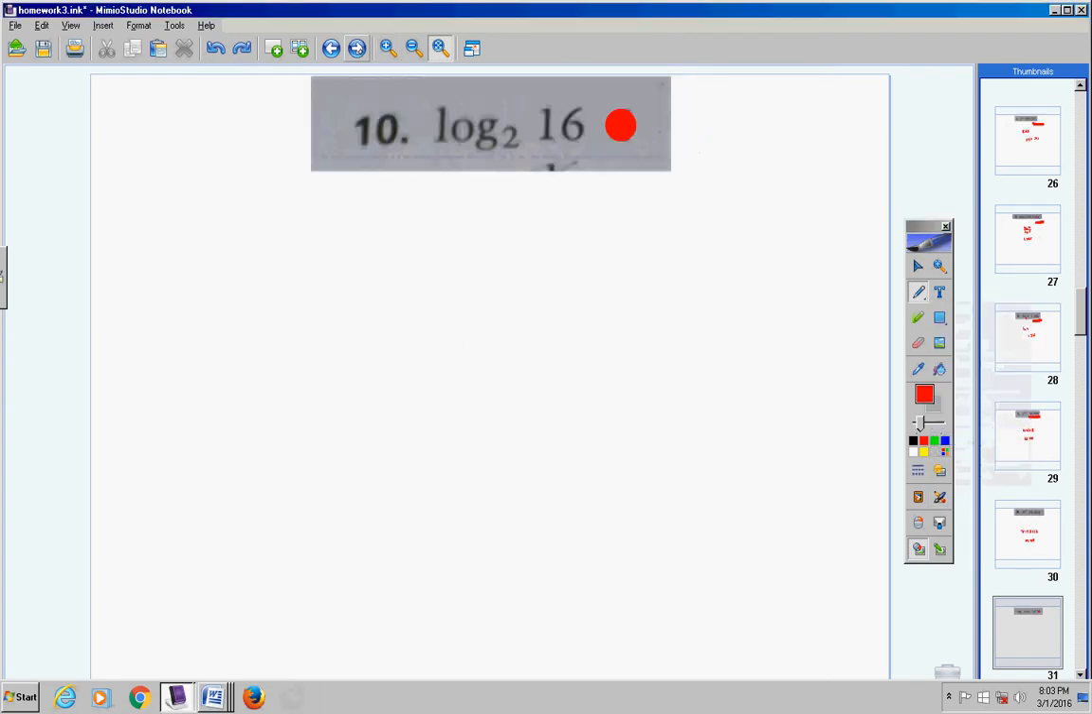Alright, students, let's move on now to numbers 10 through 15. The directions say to evaluate without a calculator. So here we go. These are going to be tough, okay? Alright, so I have logarithm base 2 of 16 equals x. Next, I write it exponentially. So 16 equals 2 to the x power.